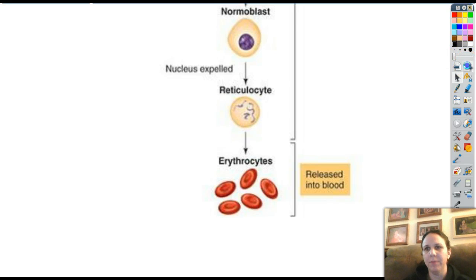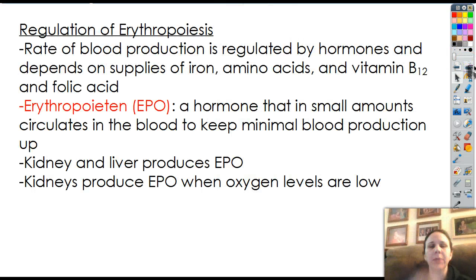Good stuff. Okay, what determines how quickly you make blood cells has to do with a lot of hormones. So the rate of blood production is regulated by hormones. It depends on supplies of iron, amino acids, and vitamin B12 and folic acid.